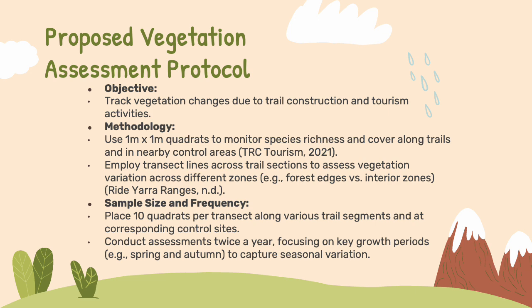So, my proposed protocol involves using 1 by 1 meter quadrats to monitor species richness along trails and controlled areas, with transect lines assessing variations across zones like forest edges and interiors. So, what we'll do is we'll place 10 quadrats per transect and conduct assessments twice a year during growth periods in spring and autumn so that we can capture seasonal variation.